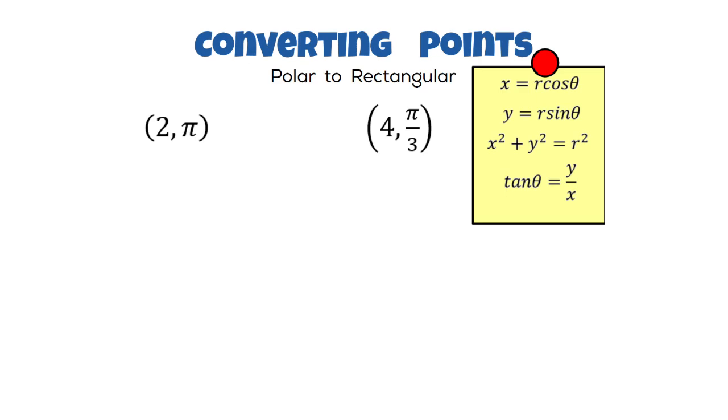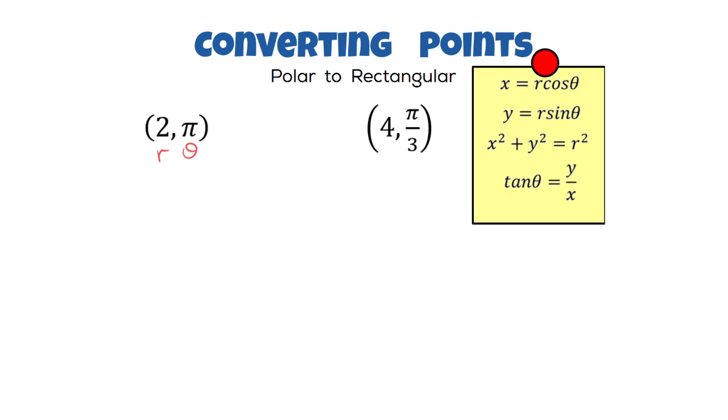Okay, so for the rest of this lesson, we're just going to use those four rules and practice moving from polar to rectangular and vice versa. So looking at this first one, this is a polar coordinate. This is your r, this is your theta. Since I know r and I know theta, what I'm trying to do here is turn that into an x and a y.